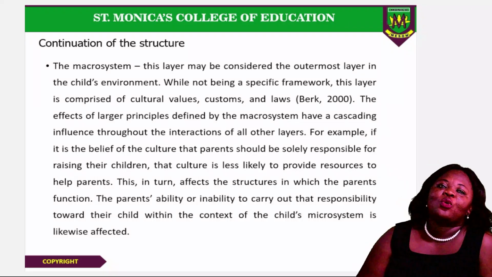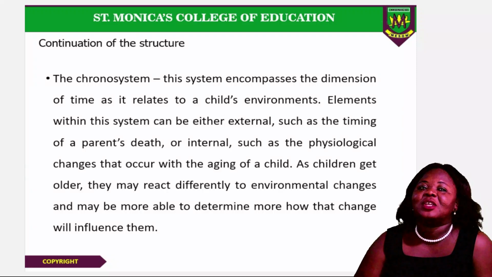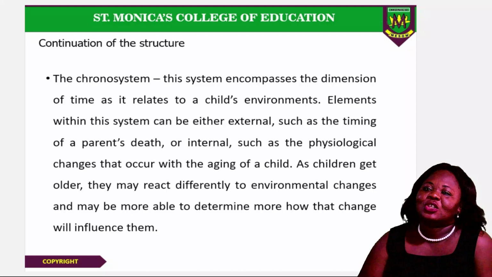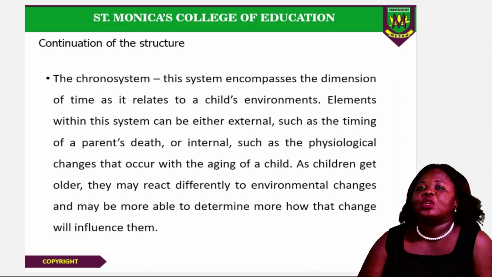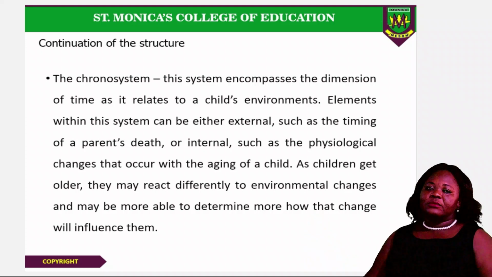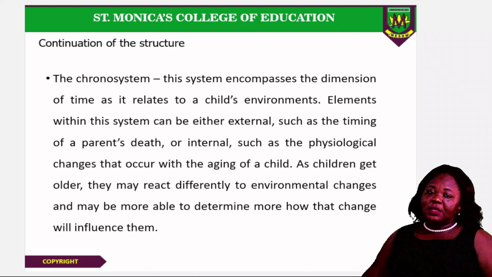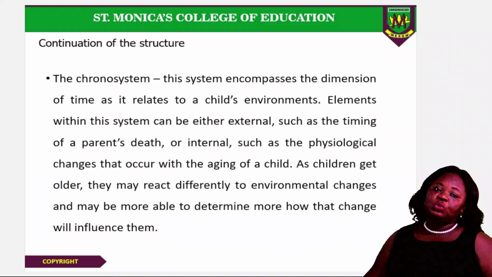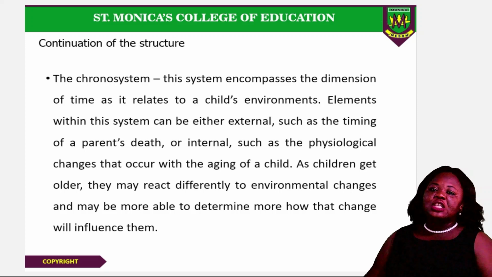Then we go to the chronosystem. That system encompasses the dimension of time as it relates to the child's environment. Elements within the system can either be external or internal. An example of the external is the timing of a parent's death. Who will determine when your mother will die, or you will die, or your father will die? It is determined by nature, and that can influence the child. Internal, such as psychological issues, changes that may occur within the aging of the child.